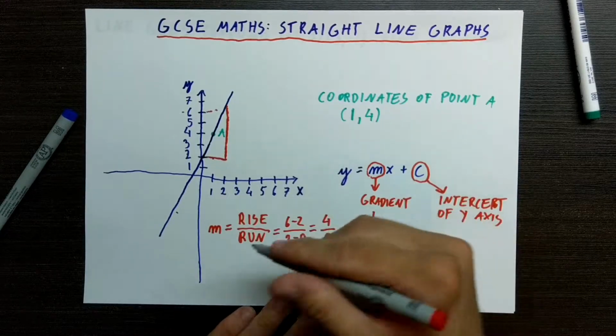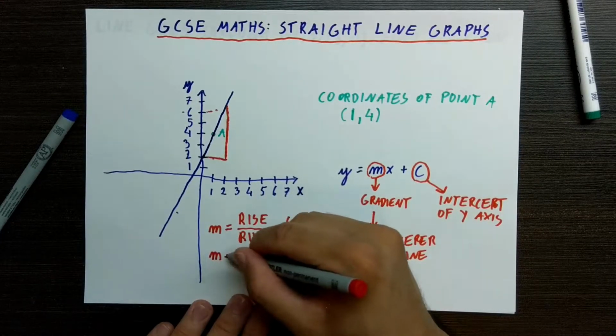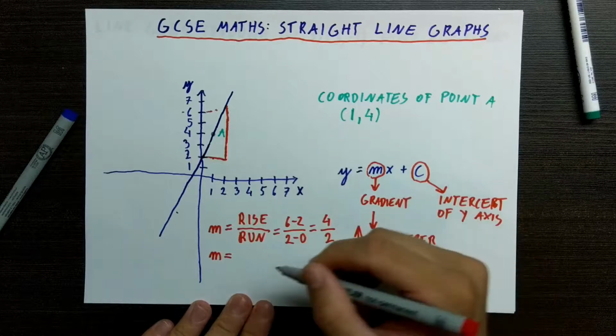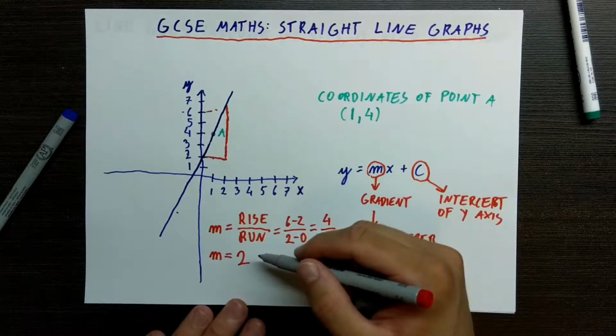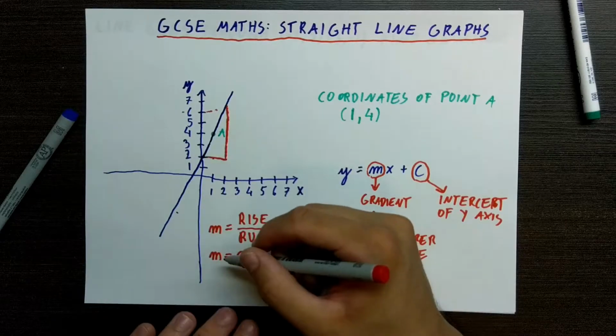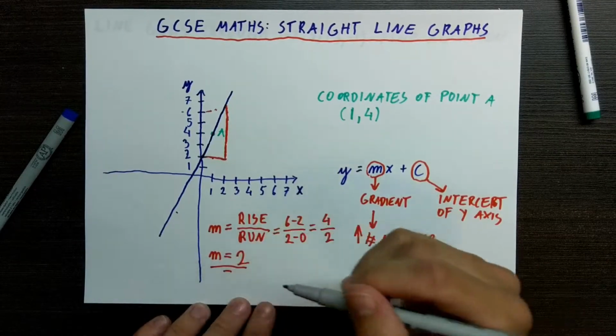m equals 4 divided by 2, which is 2. So the gradient of the line is 2. So that's how we figured out the gradient.